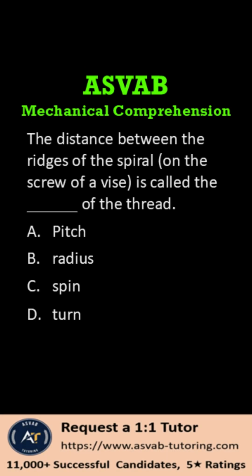The distance between the ridges of the spiral on the screw of a vise is called the dash of the thread. A. Pitch. B. Radius. C. Spin. D. Turn. The correct answer is A.